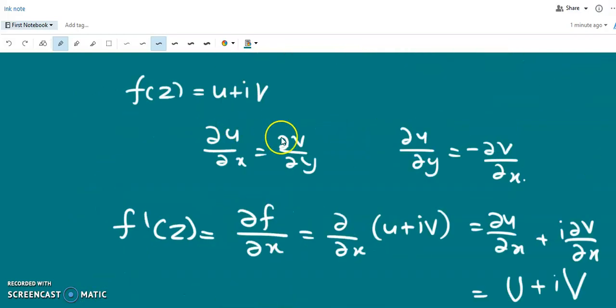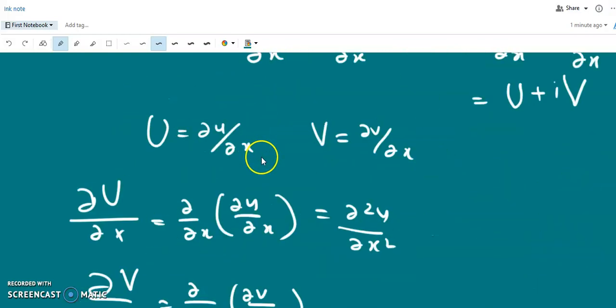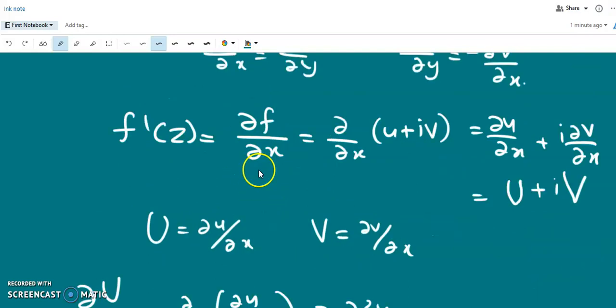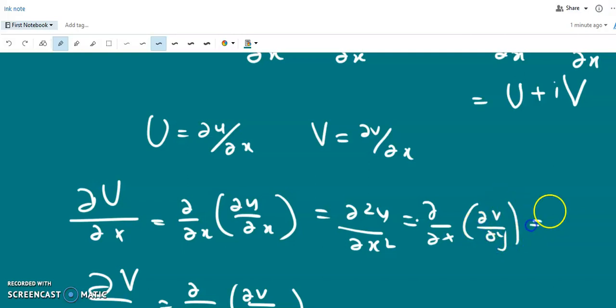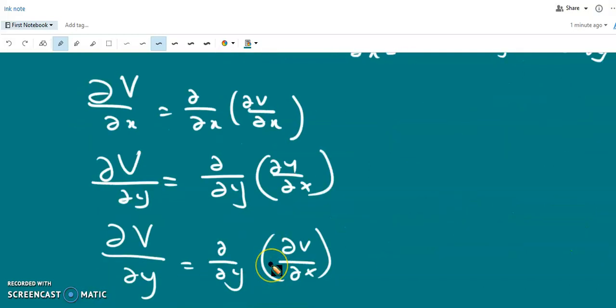Already small u plus i small v is analytic. So we can write this x derivative in terms of y derivative. So dou u by dou x can be written as dou v by dou y. So dou by dou x, we convert this to dou v by dou y. So dou square v by dou x dou y.